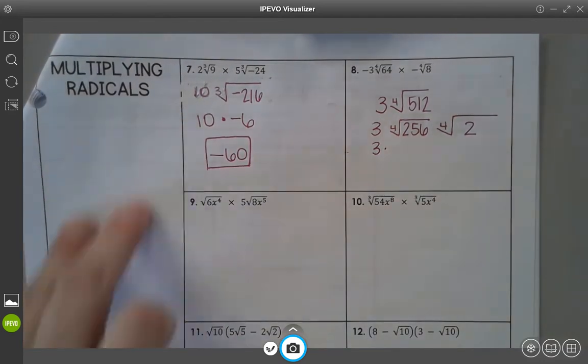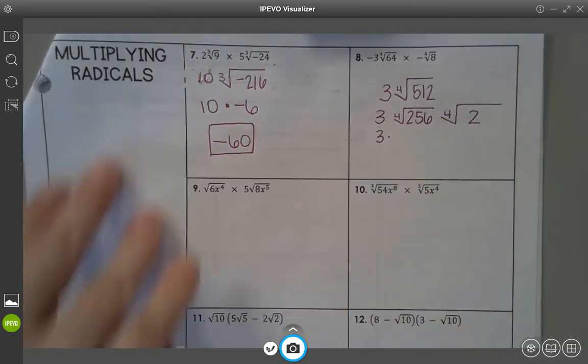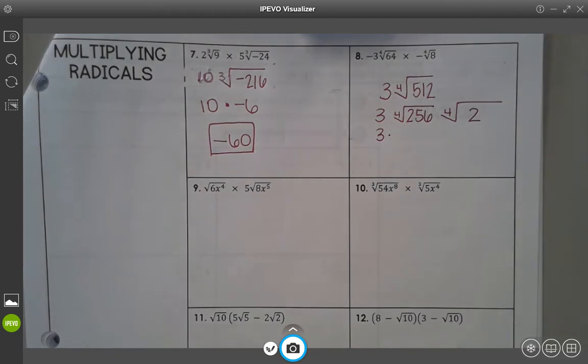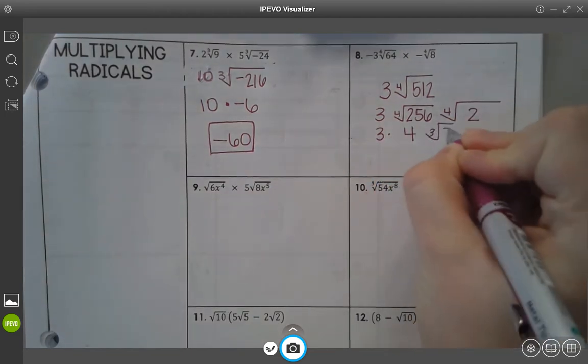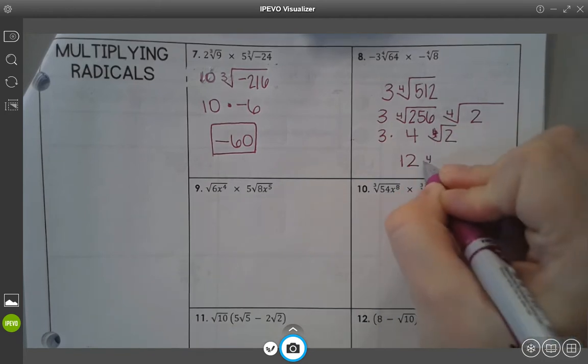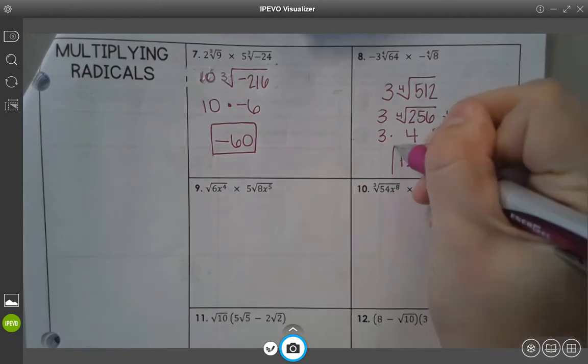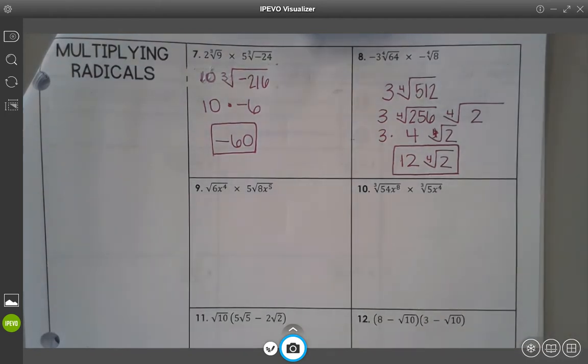So if you want to keep a list of your squares, cubes, and fourths on each page, that might be helpful. So this is 3 times 4, fourth root of 2, which is 12. I don't know why I put a 3 there. Fourth root of 2. Questions?